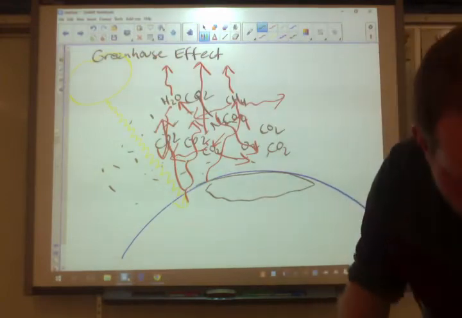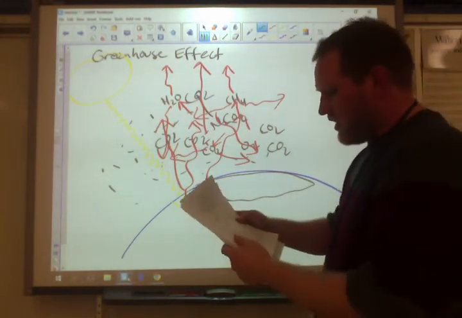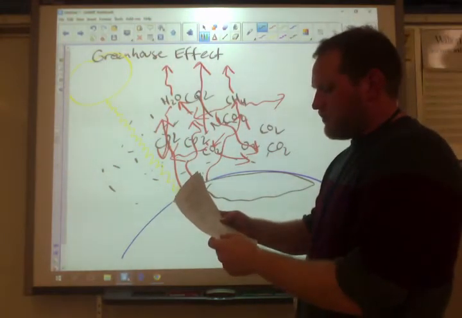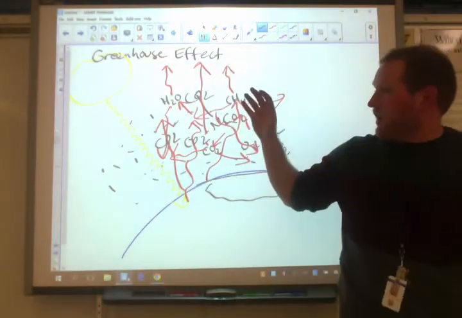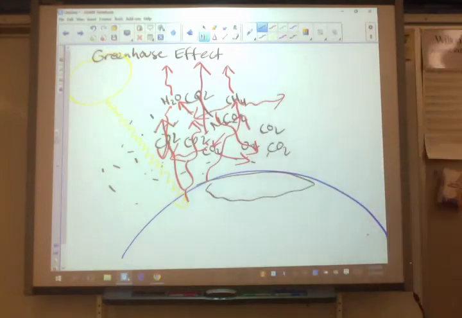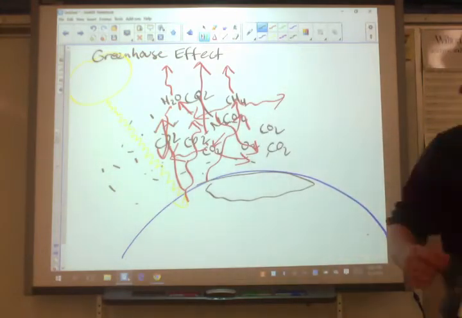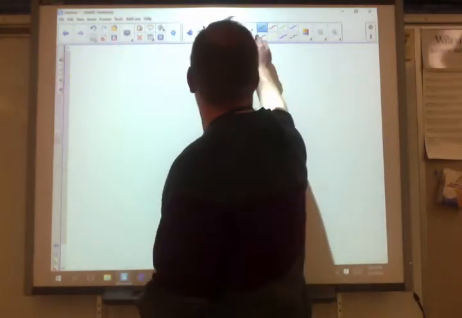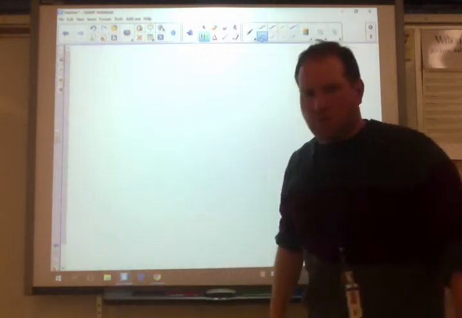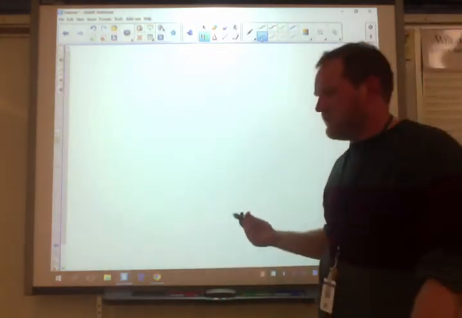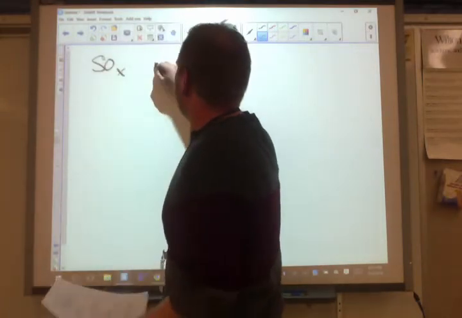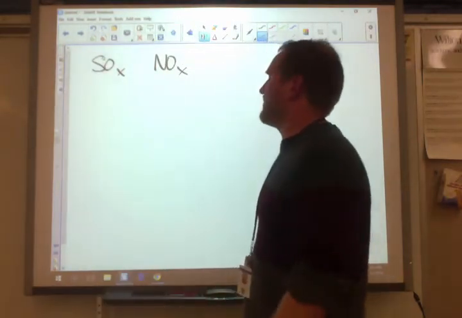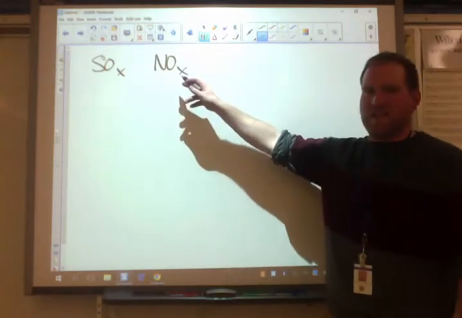Let's talk a little bit more about pollution and acid rain. Now this is a separate issue from the greenhouse effect. So this is going to come into play later when we talk about coal especially. Coal gives off a lot of sulfur and nitrogen oxides. Now I wrote SOx and NOx.